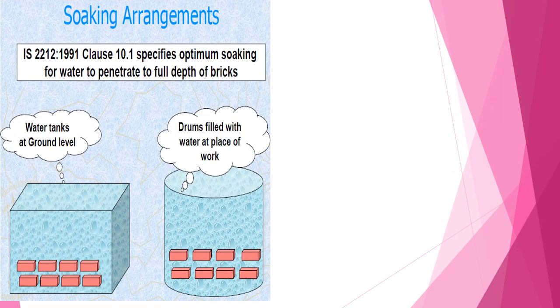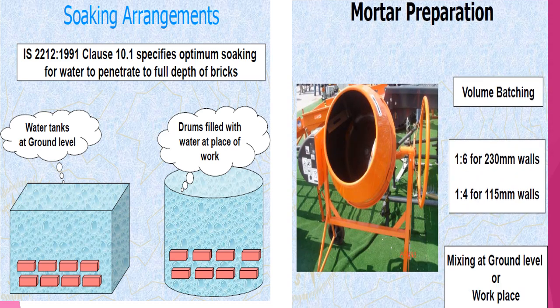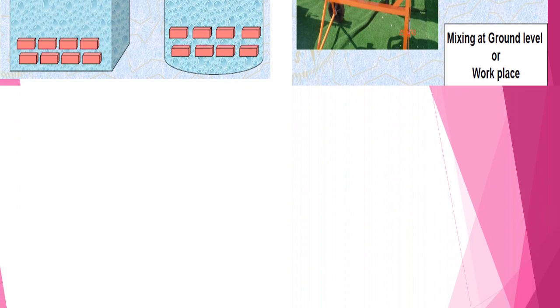Soaking arrangement. IS 2212 clearly indicates how the soaking has to be done. The water tank should be kept at the ground level. The drum should be filled with water, and in that water the bricks have to be soaked. Mortar preparation should be by volume batching. 1:6 is the sand mortar for 230 mm walls, 1:4 for 115 mm walls. Mixing at the ground level.